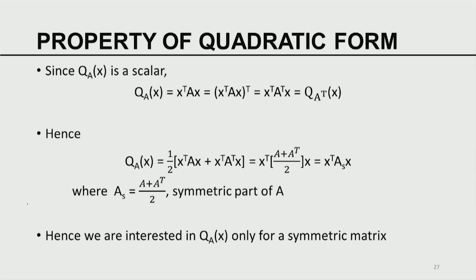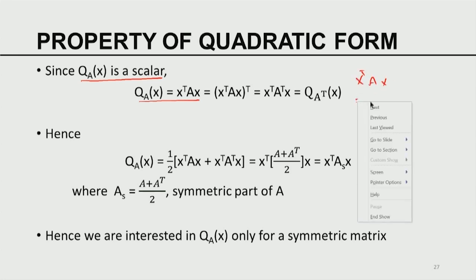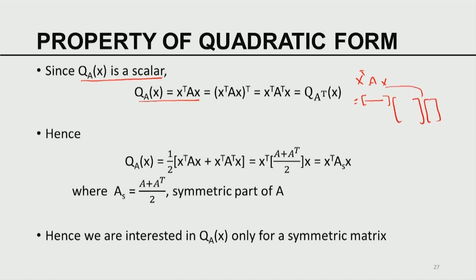What is the property of a quadratic form? Q_A is a scalar. We already know Q_A is a quadratic form given by x transpose A x. What does x transpose A x mean? x is a column vector, so x transpose is a row vector, 1 by n. A is n by n. This is n by 1. So the whole thing is 1 by 1. 1 by 1 is a scalar. You all know that basically. So a quadratic form is a scalar.